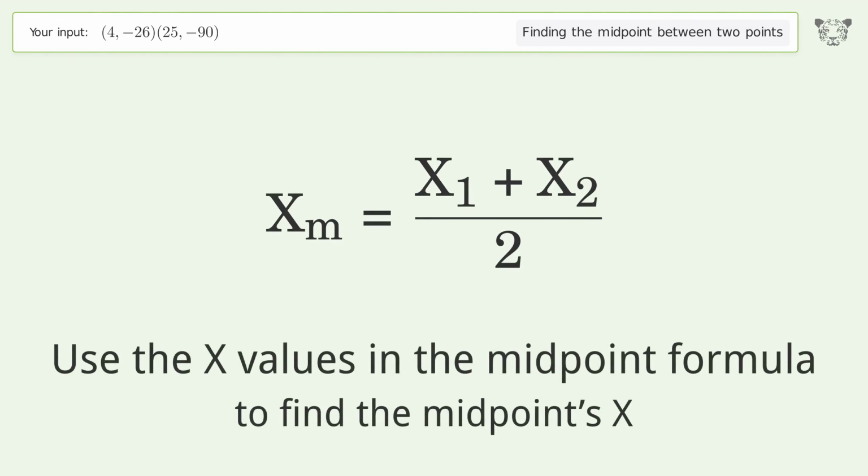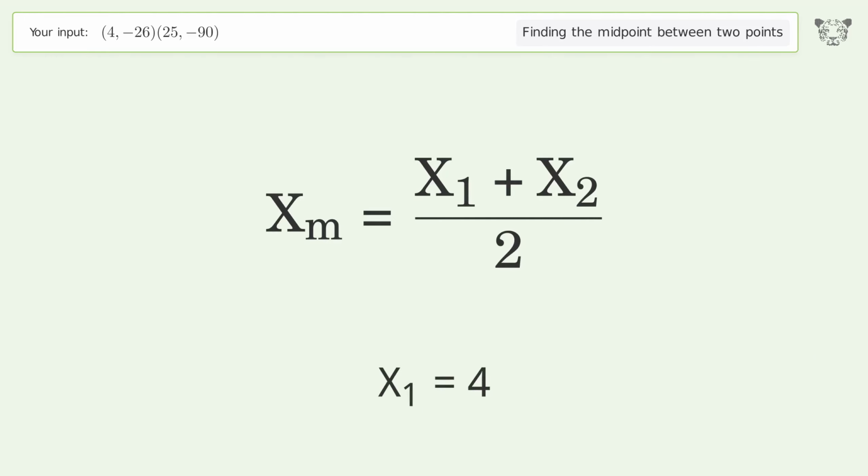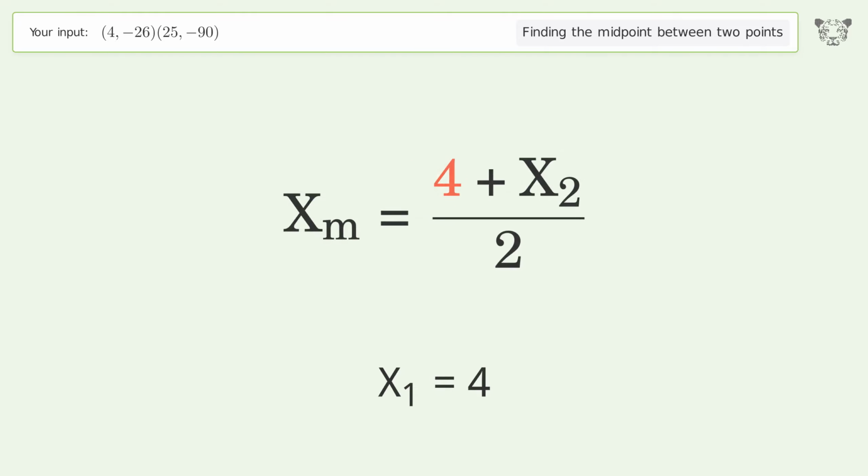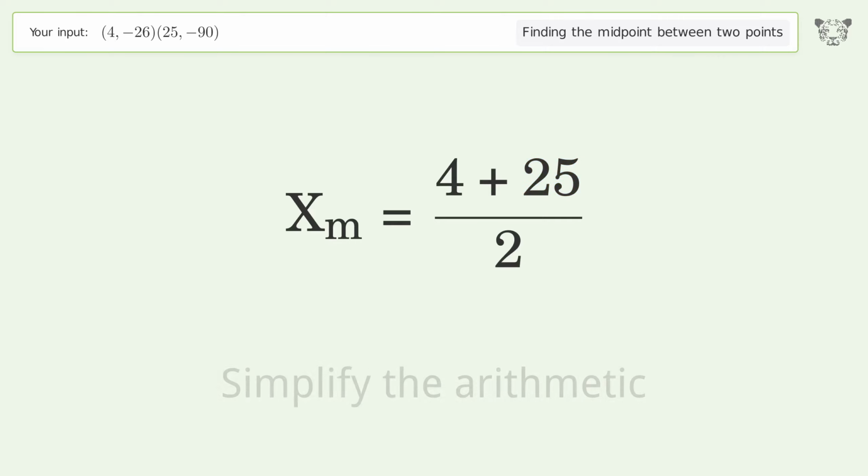Use the x values in the midpoint formula to find the midpoint's x. x1 equals 4. x2 equals 25. Simplify the arithmetic.